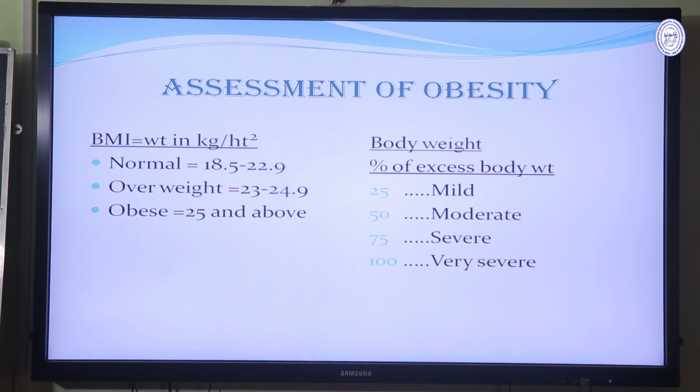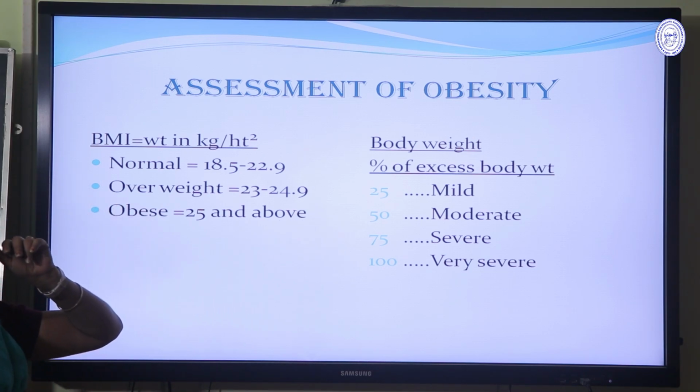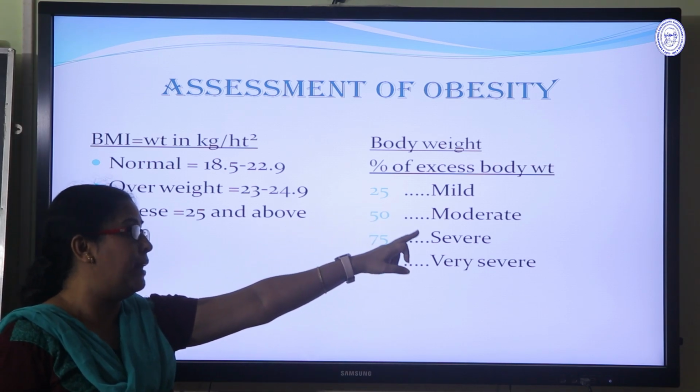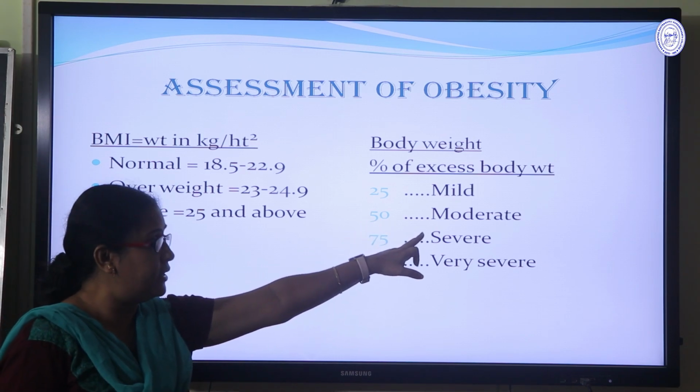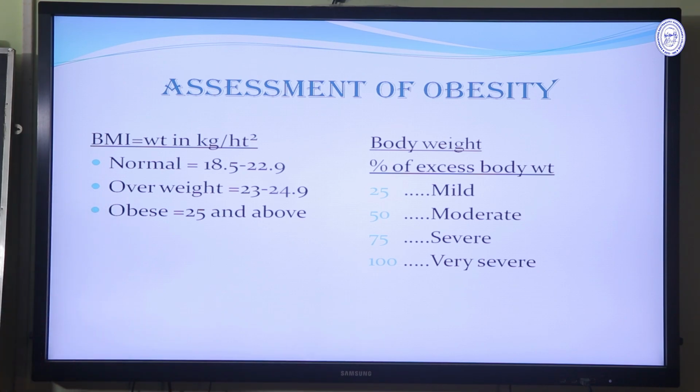So, assessment of obesity, how can we measure it? Body mass index is an index that takes weight in kg and height in meter square. This is the normal range and obesity is of 3 types. This is the body fat weight percentage. If body weight is more than 25% of expected, it is mild obesity. If more than 50% of expected, it is moderate, 75% it is severe and 100% it is very severe.